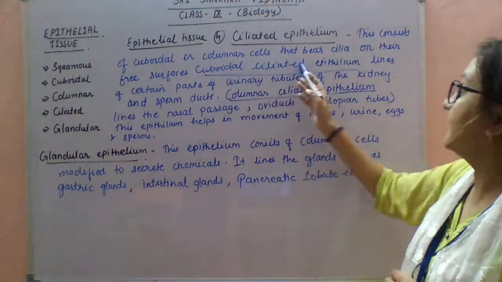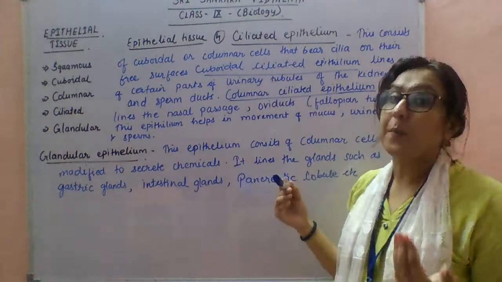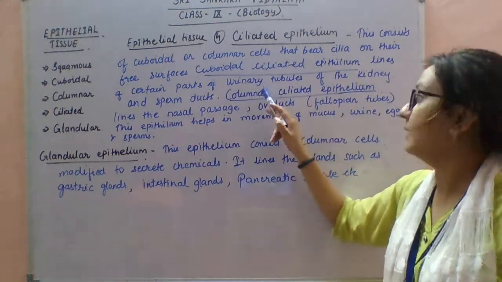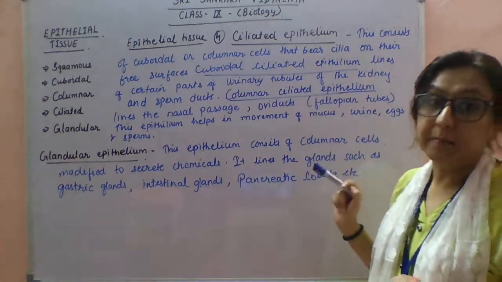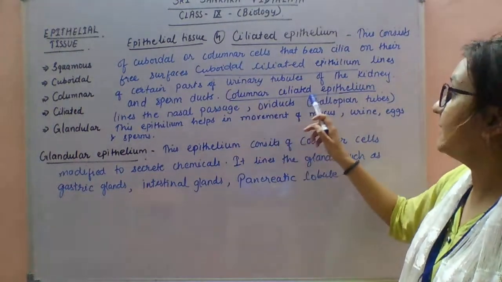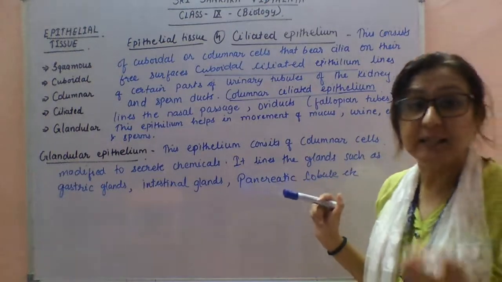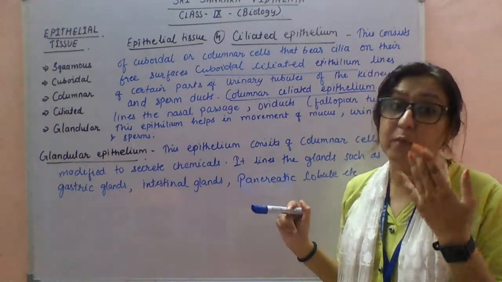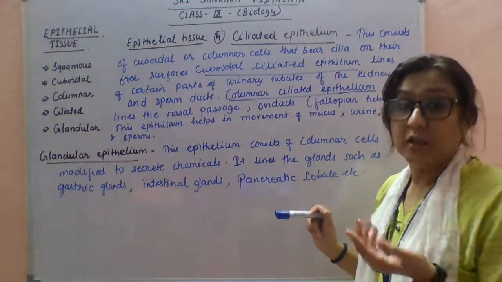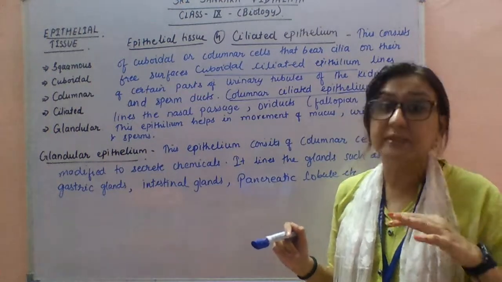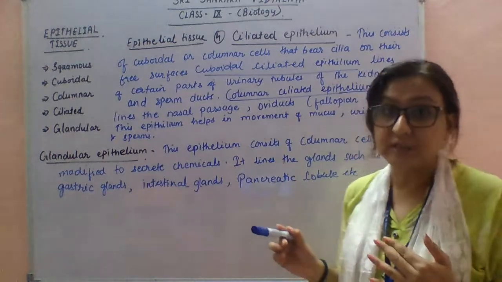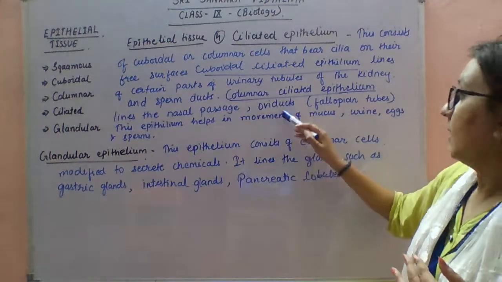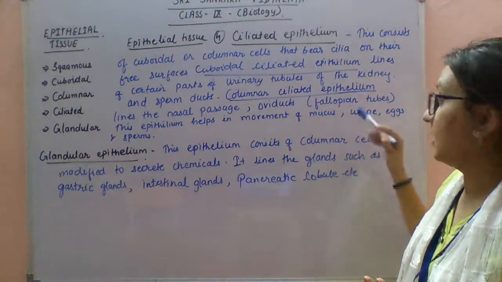So the cuboidal ciliated epithelium is present in the urinary bladder, urinary tubules of the kidney and sperm ducts, whereas columnar ciliated epithelium lines the nasal passage so as to remove germs from your nose. If any dust particles or germs enter the nose, it helps to remove the waste out of it. It is also present in the oviducts.